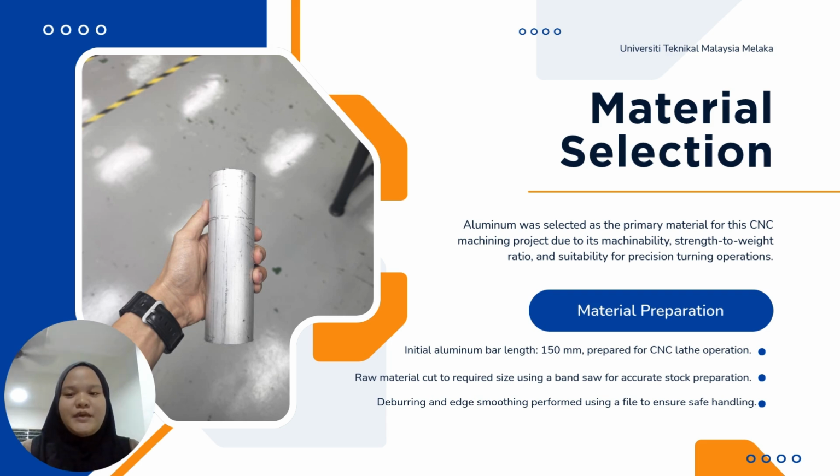For the material preparation, the aluminium bar was first prepared with an initial length of 150 millimeters. Then the raw material was cut to the required size using a band saw to ensure accurate stock preparation. Finally, the edges were deburred and smoothed using a file to improve safety during handling and machining. This preparation process ensures the material is ready for the CNC lathe operation.